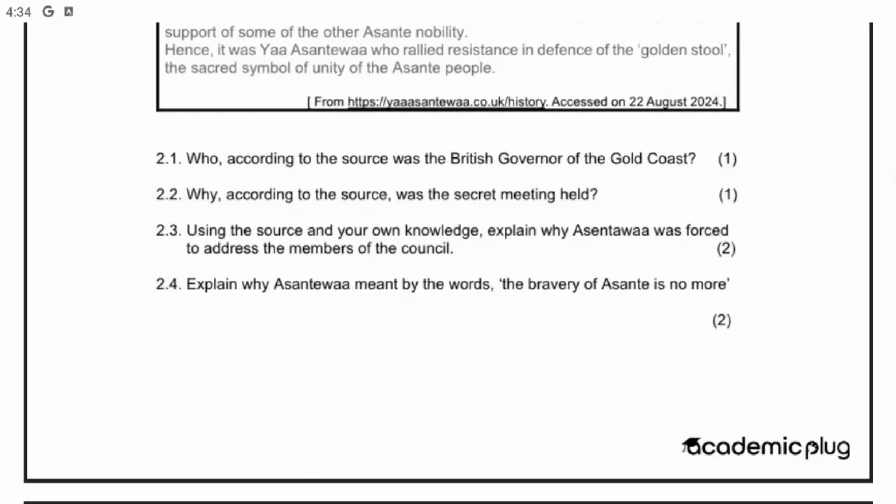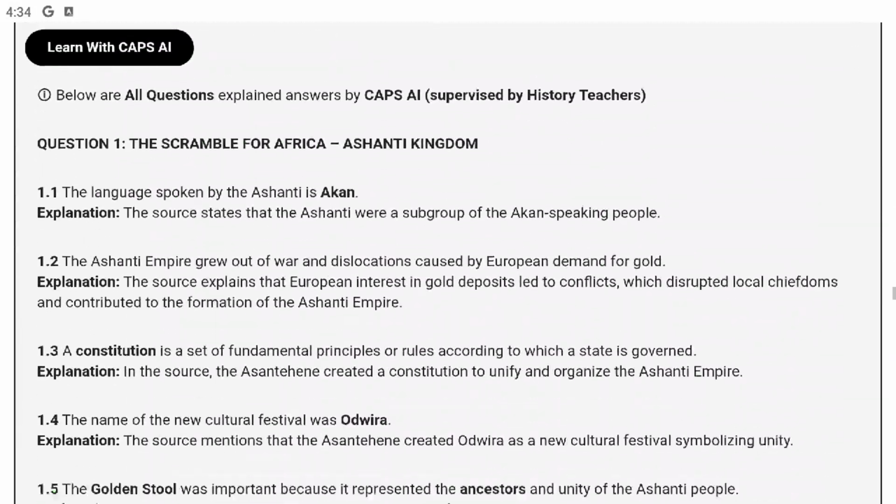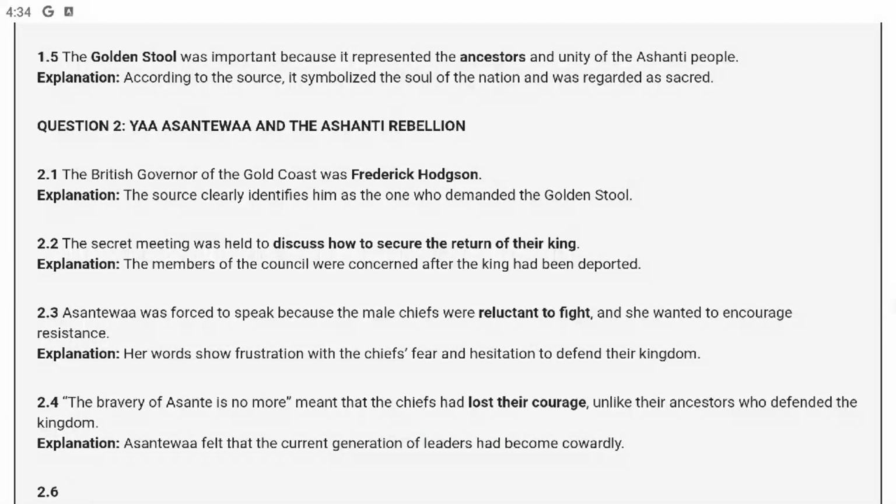2.4. Explain what Asantewaa meant by the words, the bravery of Asante is no more. The bravery of Asante is no more meant that the chiefs had lost their courage, unlike their ancestors who defended the kingdom. So Asantewaa felt that the current generation of leaders had become cowardly.